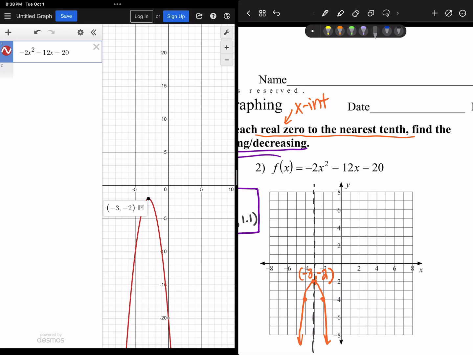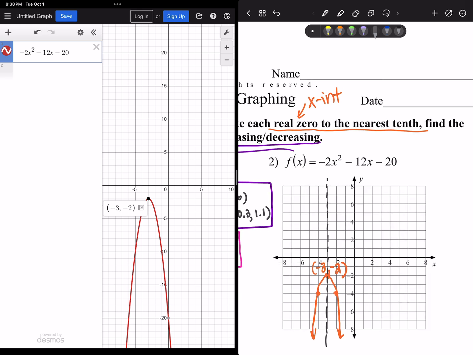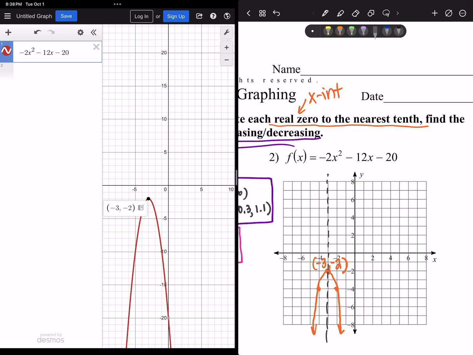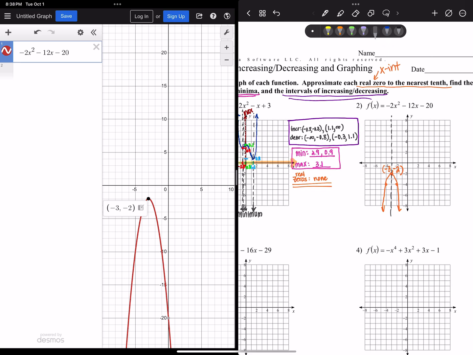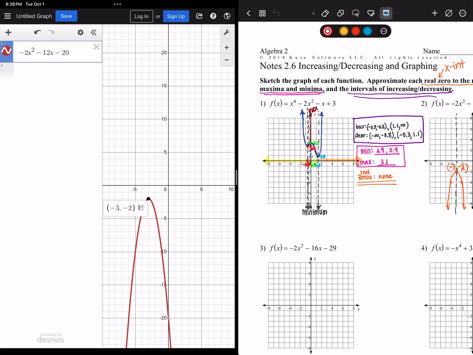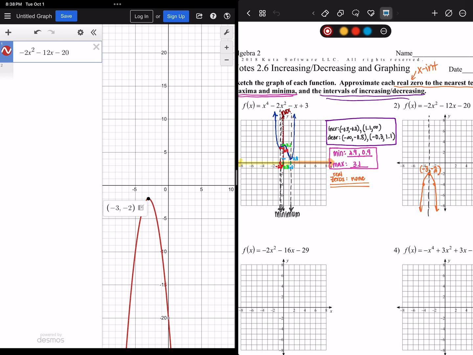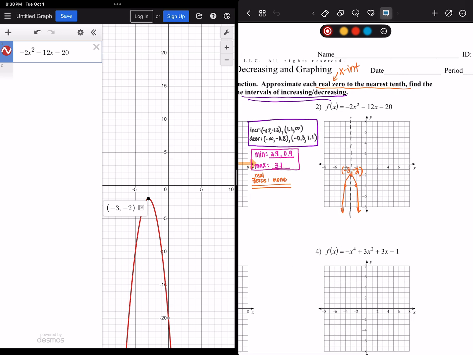Okay, in this video, we're going to do problem number 2 on the notes. f(x) = -2x² - 12x - 20. And we want to do a few things. We want to approximate any real zeros that we have, find the maxima and minima, and find the intervals of increasing and decreasing.